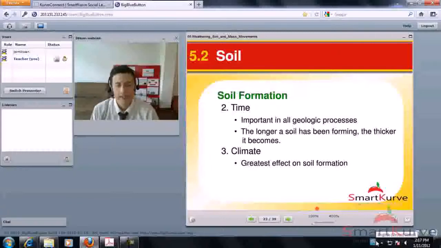Time obviously is next, slide 23. Time obviously is an important factor in all geological processes. The longer a soil has been left to sit and form, the thicker it's going to become. And climate also has a great effect. The amount of rain is obviously going to affect the amount of erosion. If there's no rain, there's not going to be any erosion. We're not going to have that deposited soil like we saw in the last picture.